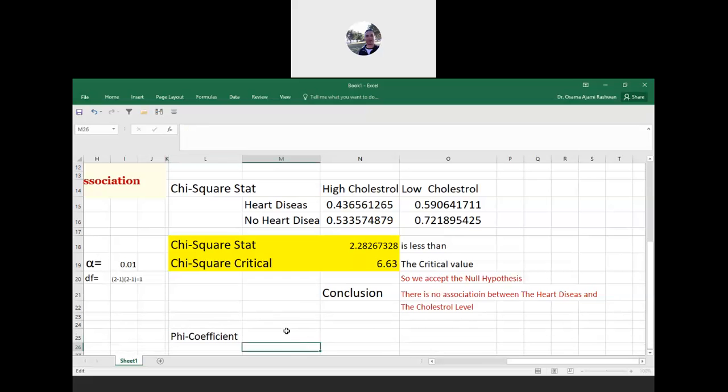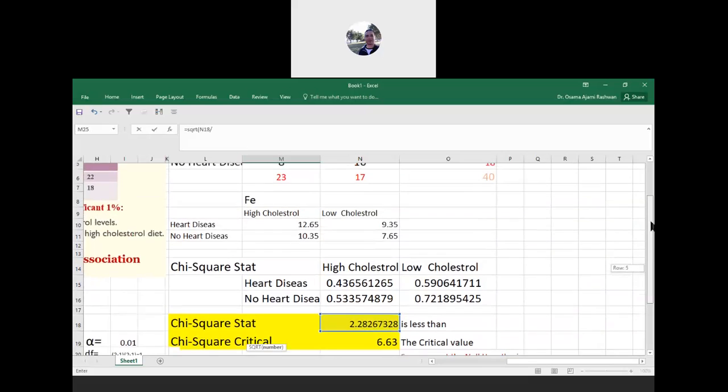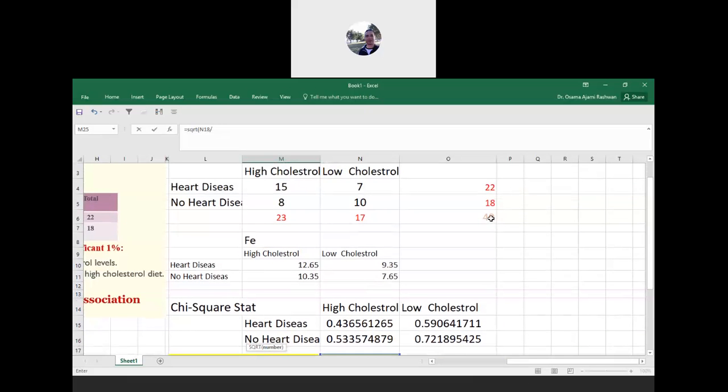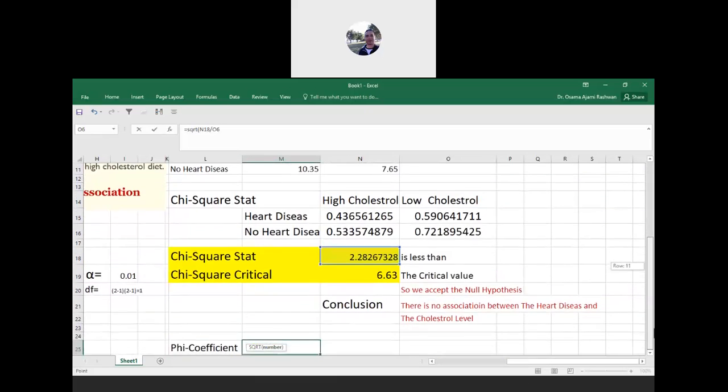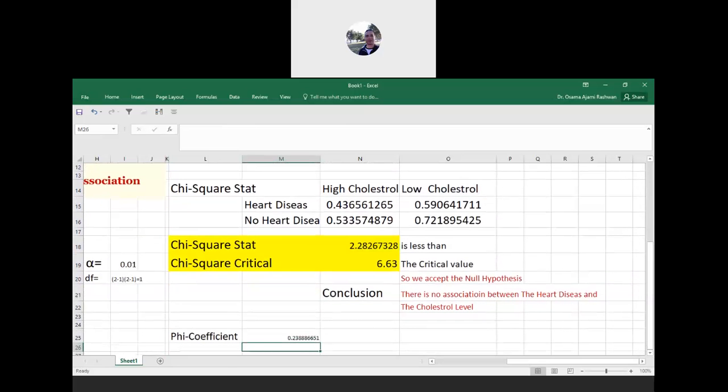You just type equal SQRT, open bracket, the square root of what? The critical or the stat? Of course, the stat, right? Divided by what? Divided by the sample size. What is the sample size? The total number, it is 40, right? So I divide by 40. Now, if I press enter, yes, it is 0.023.